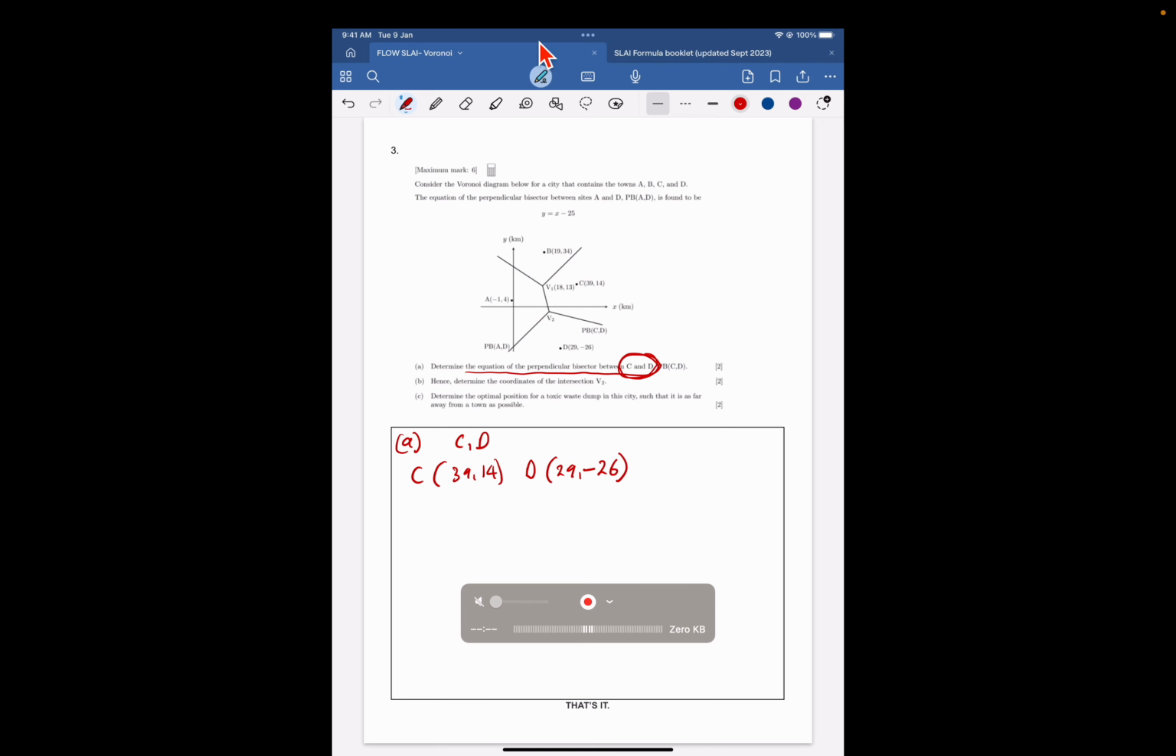So visually, here's C, here is D, and here is the perpendicular bisector of CD. That is exactly halfway in the middle, like this. And that's what we're trying to find the equation of. So there are some clues here, right? We need to look at the clues.